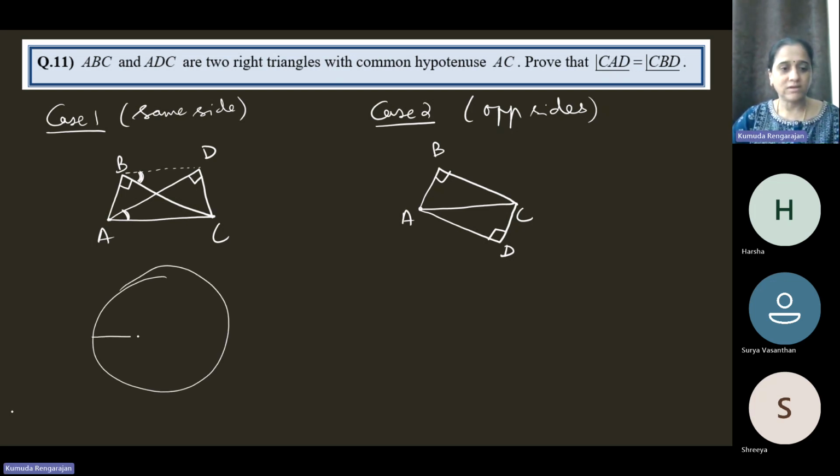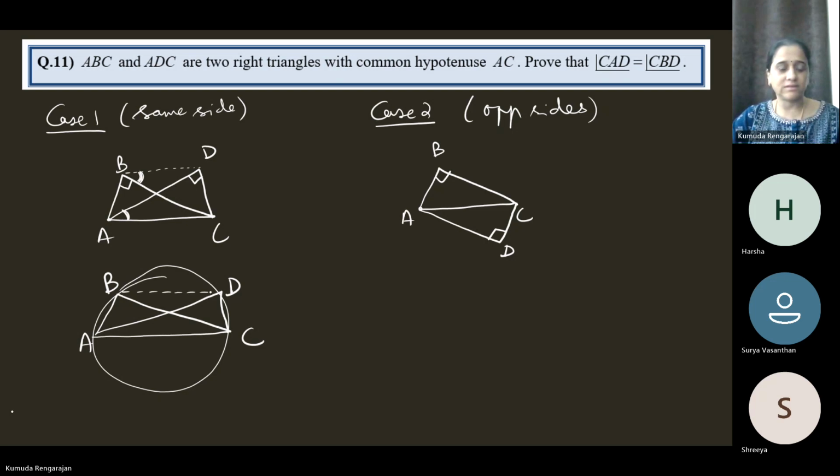Because we have angle in a semicircle is a right angle, right? Here AC is the common hypotenuse, which will be the diameter. Can we draw a circle passing through the points A, B, D, and C? The answer is yes, because AC can be the diameter, making ABC 90 degrees, angle in a semicircle is a right angle, and also making ADC 90 degrees, angle in a semicircle is a right angle.